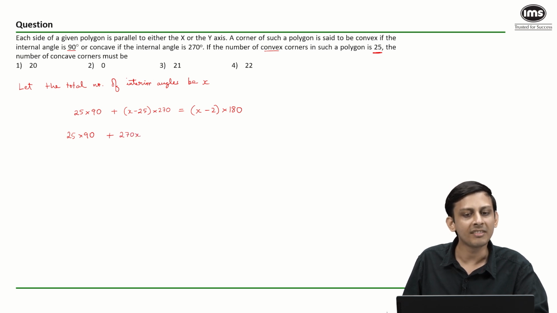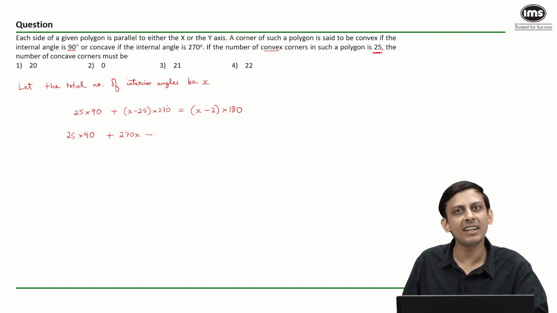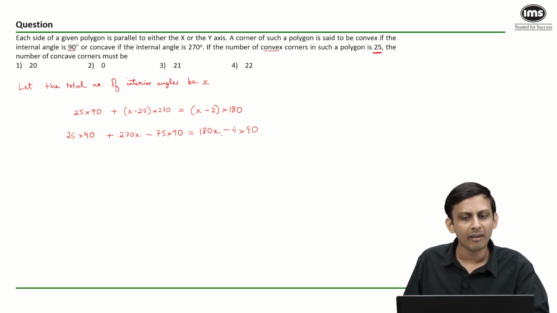But if you look at the numbers, minus 25 into 270. Now 270 is 3 into 90. 25 into 3 will be 75. So we will get 75 into 90. And here we will get 180 into x, 180x. Now minus 2 into 180. 180 is 2 into 90. So 2 into 2 into 90, which will be 4 into 90. Now, 270x minus 180x will be 90x.